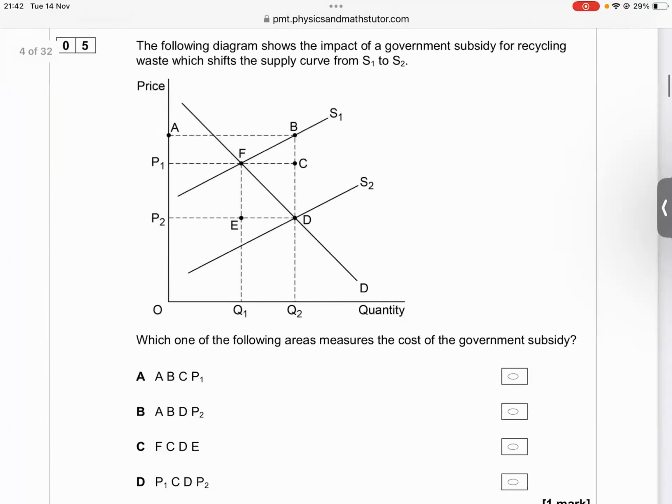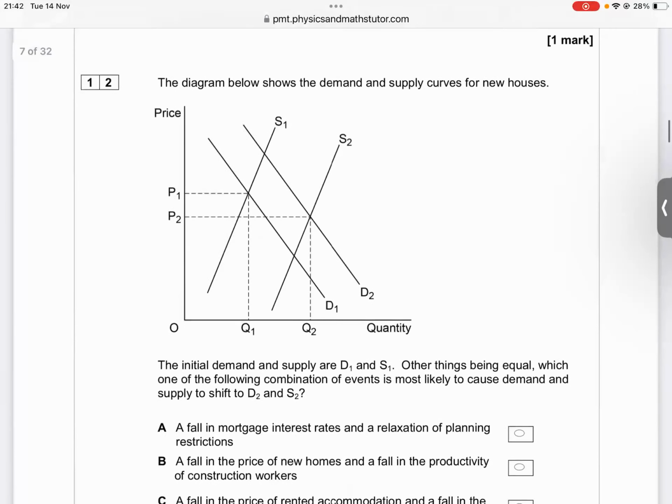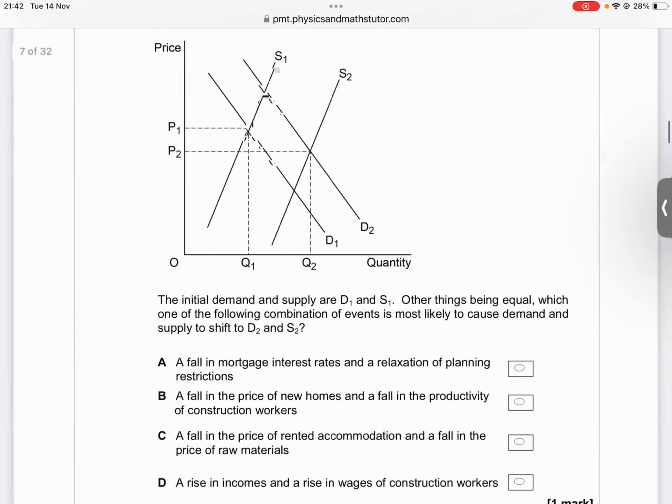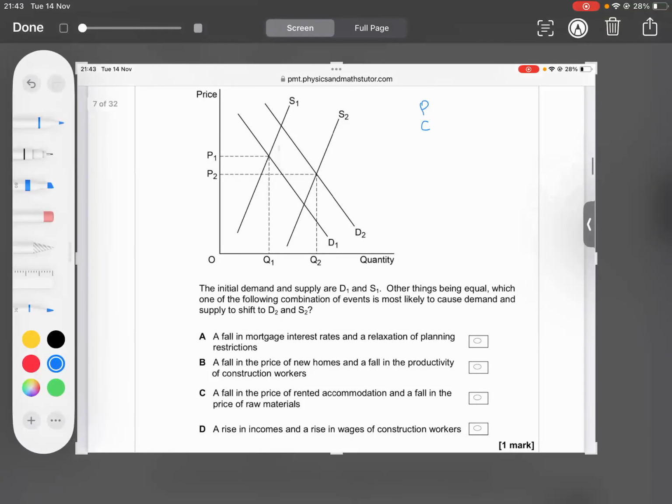So this one: which of the following combinations is most likely to cause demand to shift and supply to shift? Okay. So for supply, we have to look for PC twins, and for demand, we have to think of PIRATES. So one of the answers should be for PIRATES causing demand to go up, and one of the answers should be for PC twins for supply to go up. So if interest rates fell, would that affect demand or supply or none?